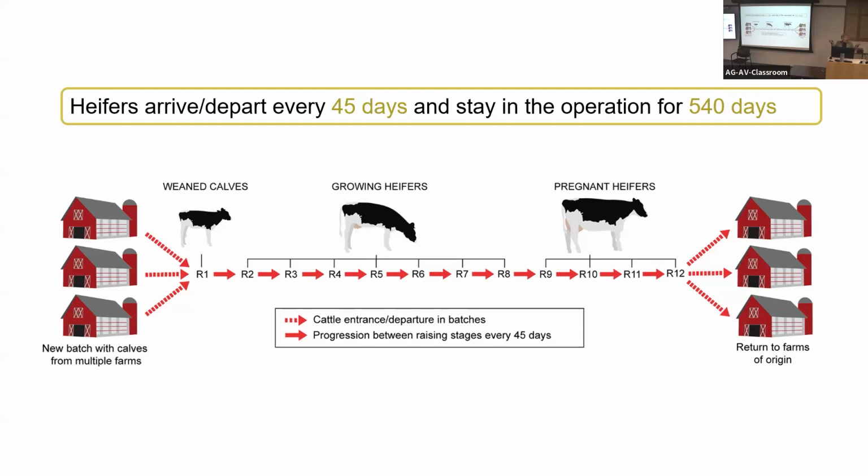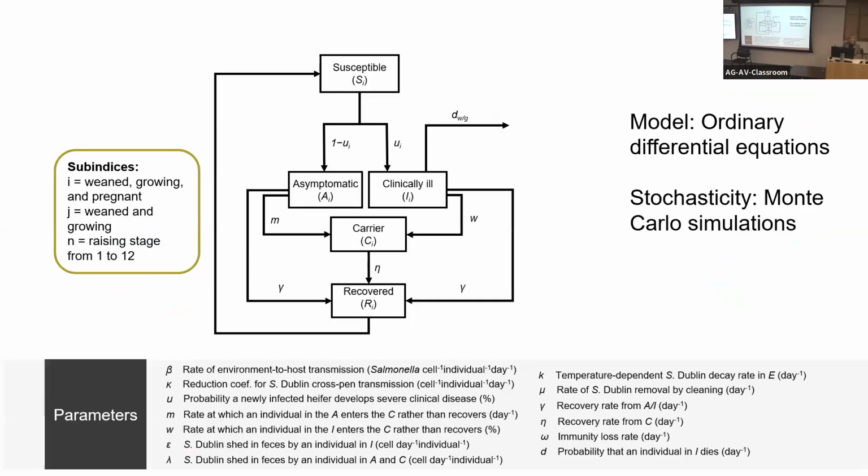So as you can see, mixing from many different farms, spending a lot of time together, and then going back to farms of origin. If there is infection in this herd, it will definitely have a high chance of spreading to a dairy herd. So the model now is quite a bit more complex than the one that I showed you in a toy example.